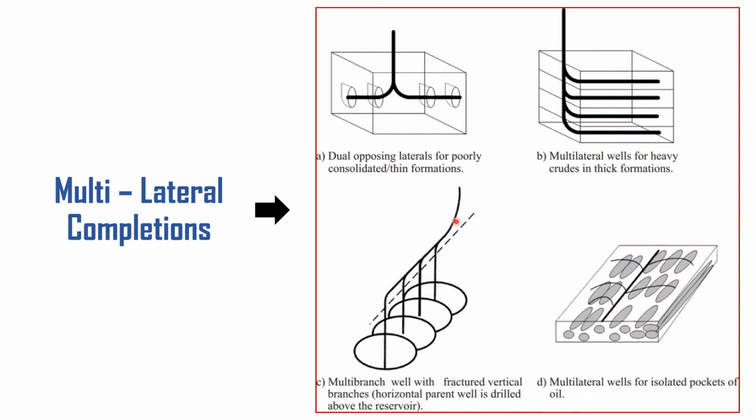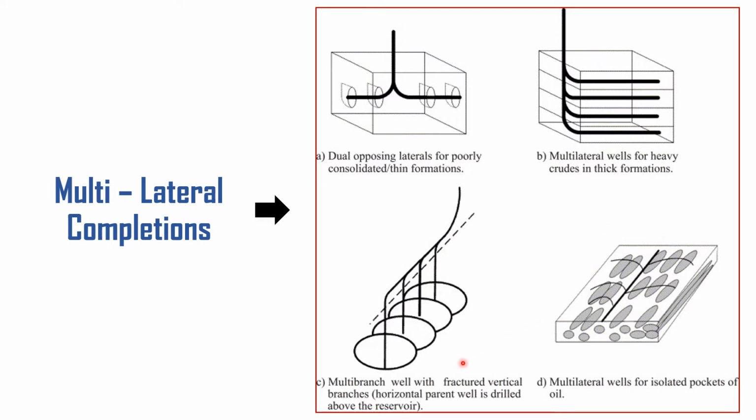So these are the four examples of multilateral completions that are being used currently in the industry. So this is a dual opposing laterals for poorly consolidated or thin formations. So you know, for thin reservoirs, for thin formations we have this dual opposing laterals. The consolidation is very poor. That means sand is prone to produce. Also multilateral wells for heavy crudes in thick formations. So for thick formations we have multiple laterals zones to increase the production.